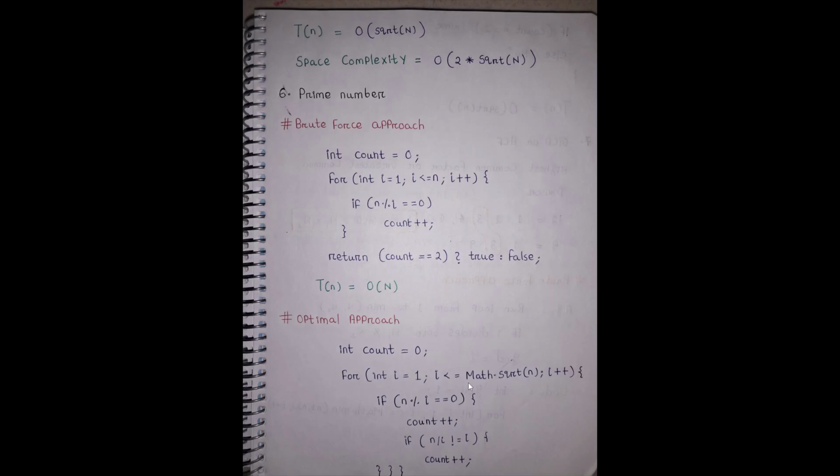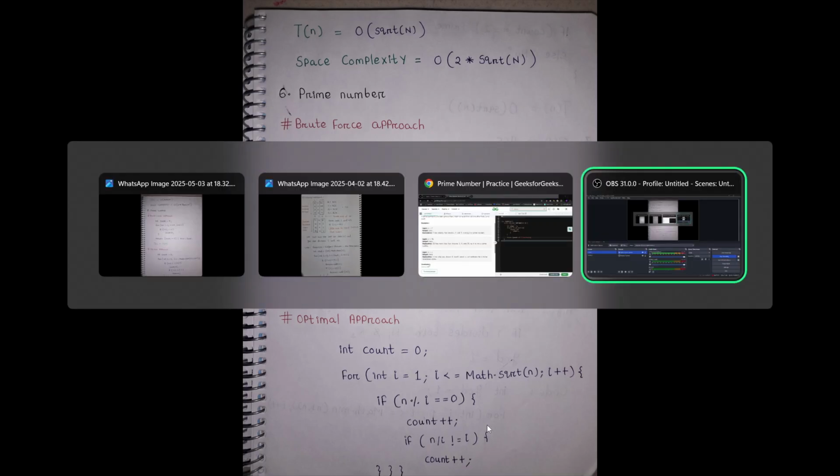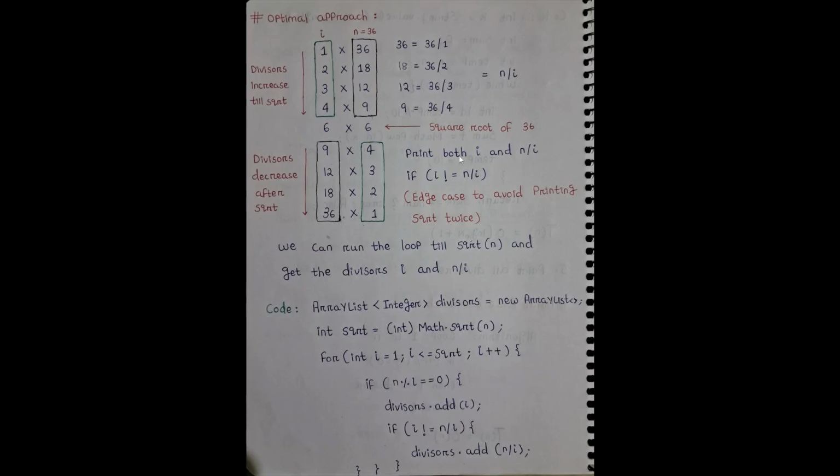So here we have a count variable. Of course, we need a count variable to keep track of how many factors we have encountered. Then if n percent i is equal to 0, then the count variable will be incremented. And if n by i is not equal to i, then the count variable is incremented also.